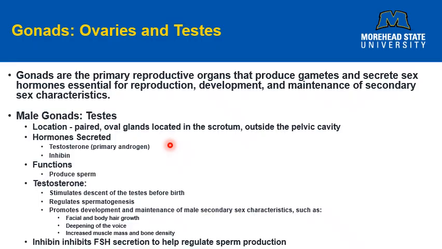Now its main function is to produce sperm, or spermatogenesis. But testosterone does some other things that aren't really related strictly to reproduction or preparation for reproduction. Things like stimulating the descent of the testes before birth, or the pubertal development of men: facial and body hair, voice deepening, increased muscle mass, those secondary sex characteristics changing.